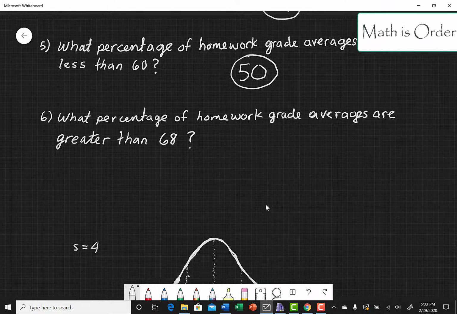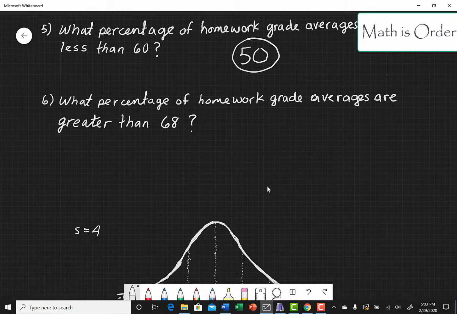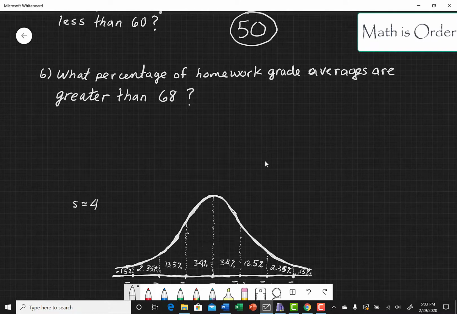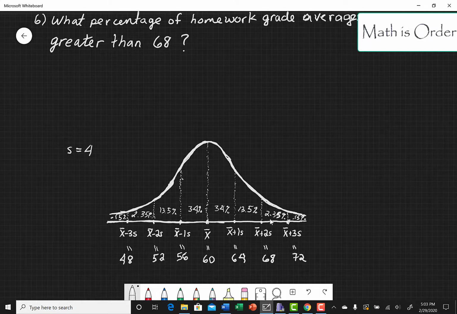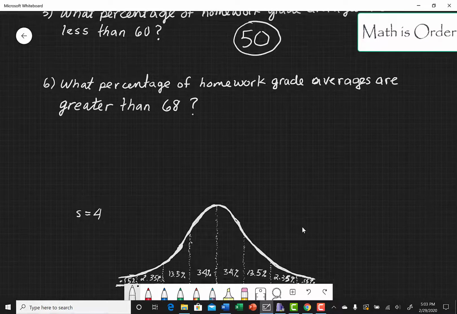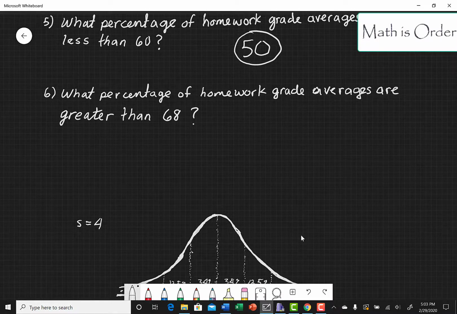Number 6, what percentage of homework grade averages are greater than 68? Go to our chart. Here's greater than 68. So that is this 2.35 plus 1.15, which is going to give us 2.5%.